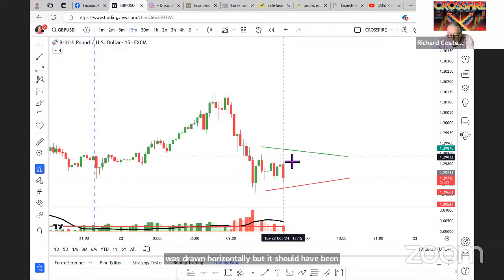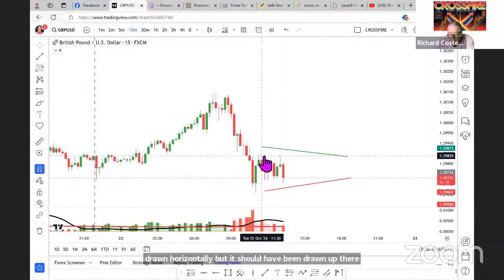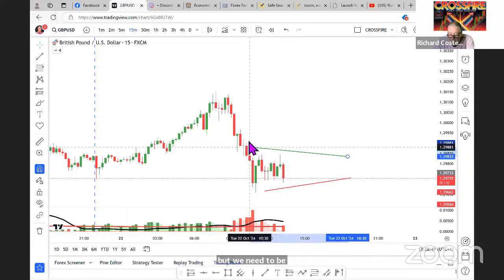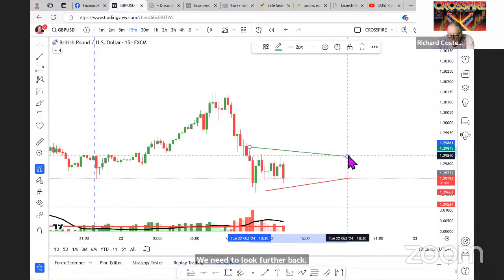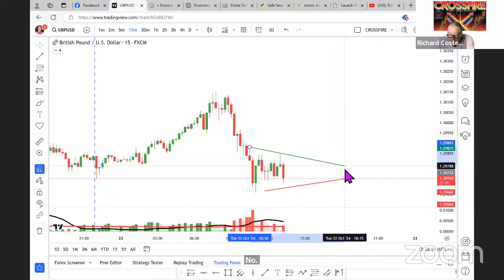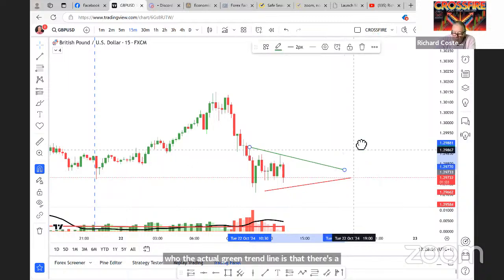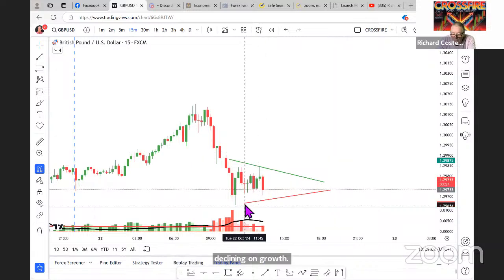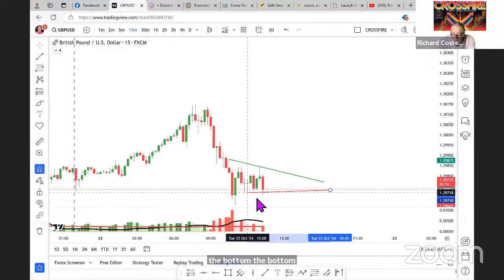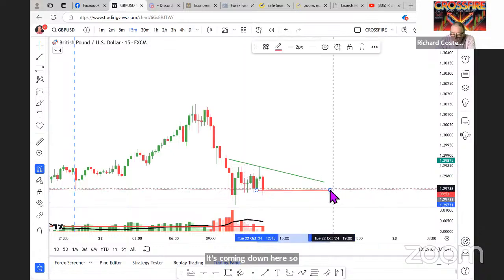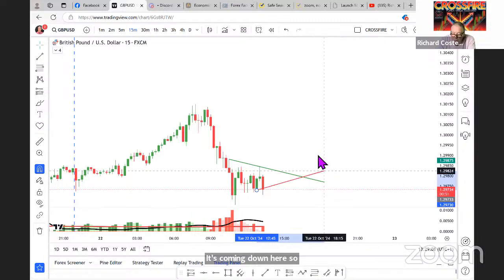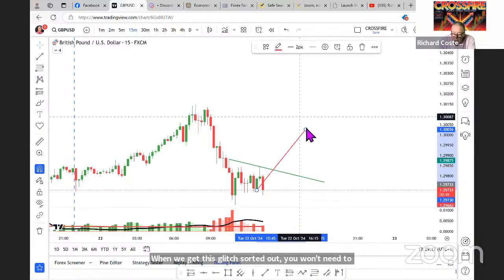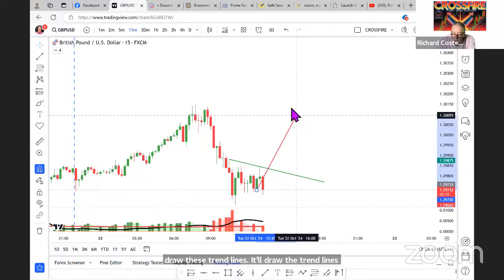I can see why it went over there because that was the nearest higher candle, but we need to look further back than that. So the actual green trend line is at a slight declining angle, and the bottom there is coming down here. So when we get this split sorted out, you won't need to draw these trend lines. It'll draw the trend lines accurately and automatically.